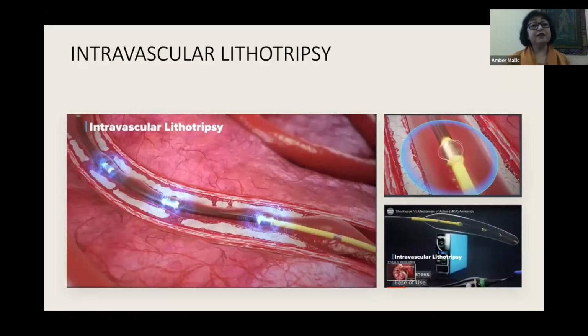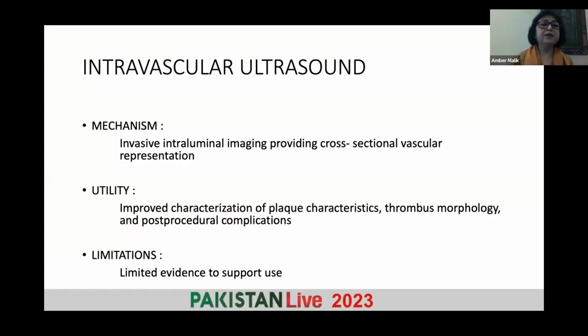And there's the famous intravascular lithotripsy, which we all know is being used quite frequently in the coronaries, but the same principle applies and it is being used in the peripherals as well. And intravascular ultrasound will then provide intraluminal imaging, which provides cross-sectional vascular representation like any other in the coronaries and will improve characterization of plaque characteristics. The important thing is that we need to always understand what the morphology is to be able to predict what the results of our intervention are going to be. And so intravascular ultrasound is helpful. Again, it adds to the cost of the procedure, and these are very costly procedures.